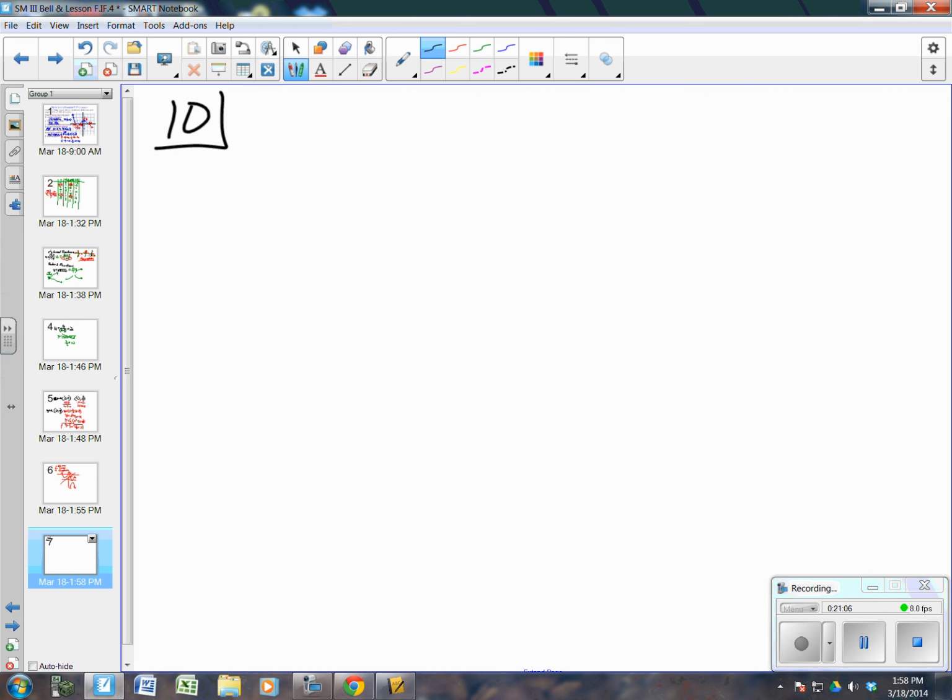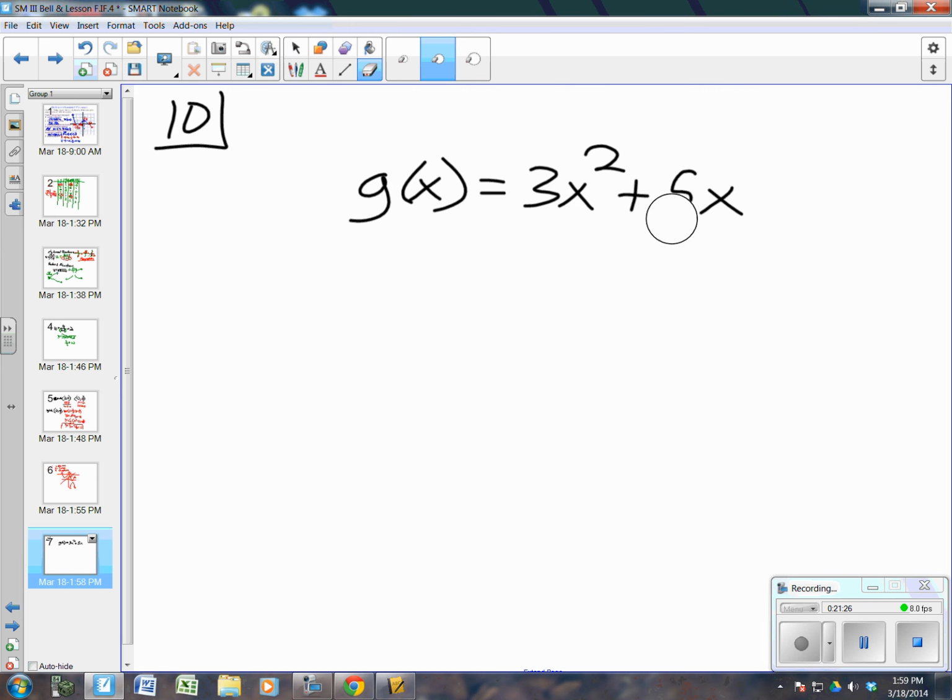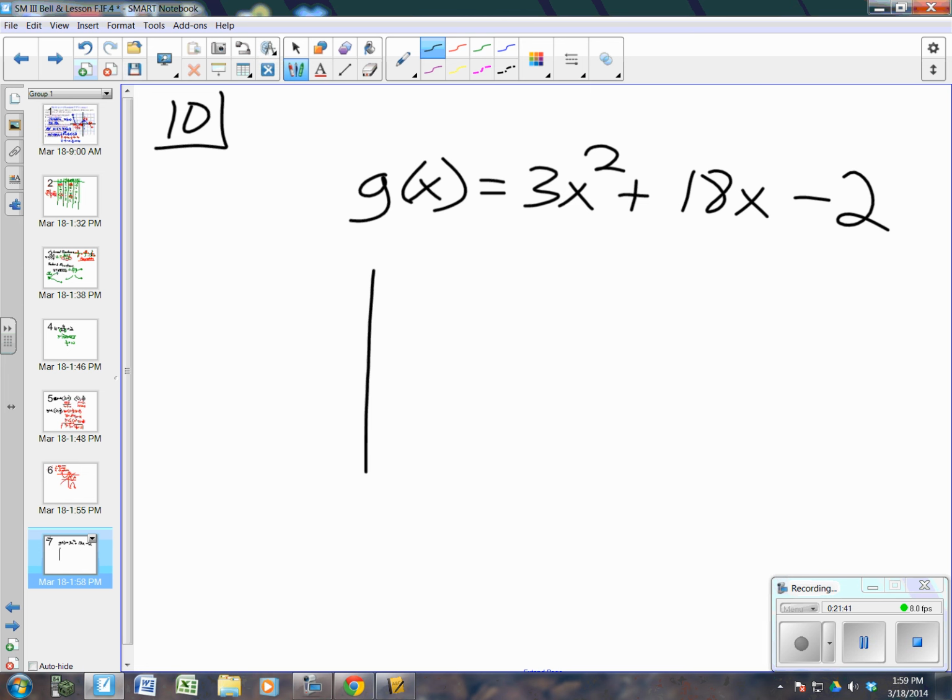Number 10 says find the axis of symmetry for f of x equals negative 6x squared plus 7x plus 5. Well, I'm going to make up another one. g of x equals 3x squared plus 18x minus 2. And I want to find the axis of symmetry. First of all, what kind of equation is that, you guys? It's quadratic. What's the graph going to look like? Parabola. Okay, it's a parabola.